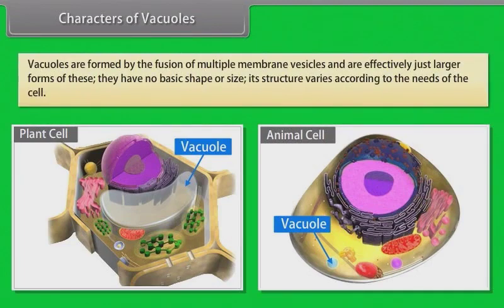Vacuoles are formed by the fusion of multiple membrane vesicles and are effectively just larger forms of these. They have no basic shape or size. Its structure varies according to the needs of the cell.